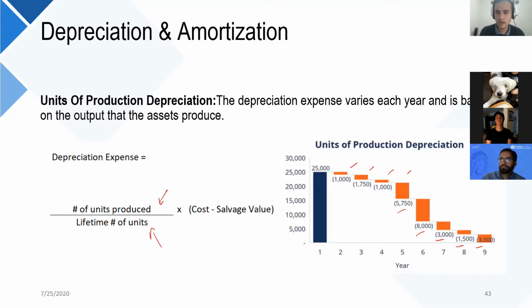Most of the depreciation allowed in tax codes actually is straight line depreciation. So if you learn that one, you are set to go. Those are the three types of depreciation. And do you have any questions about units of production depreciation? No? Okay. So that's units of production.